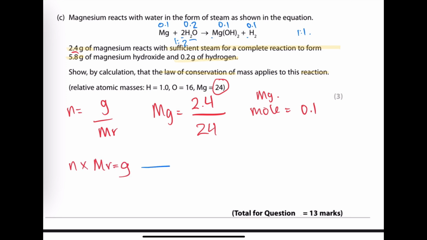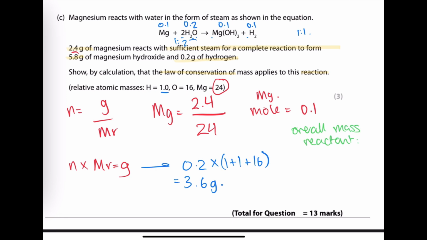We'll use this now for water, so we know it's 0.2 moles, and we times that by the atomic mass, so we know there's 2 hydrogens, so it's 1 plus 1 and plus 1 oxygen, so plus 16, and if we do that we would get 3.6 grams. So we want to see now the overall mass of reactants. We know it's 2.4 grams of magnesium, and we also know that it is 3.6 grams of water, so we can see that this is overall 6.